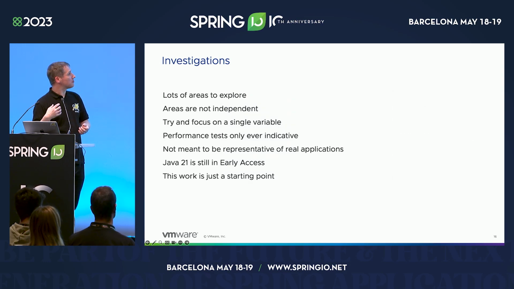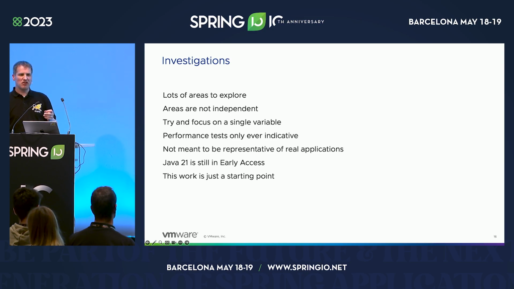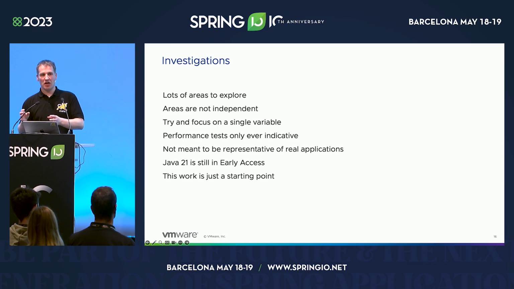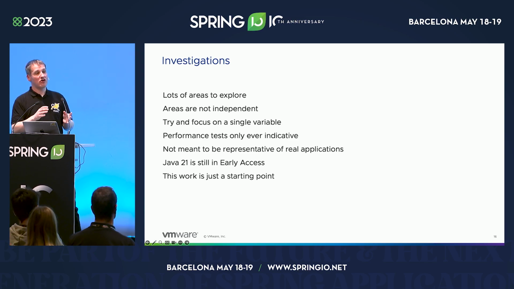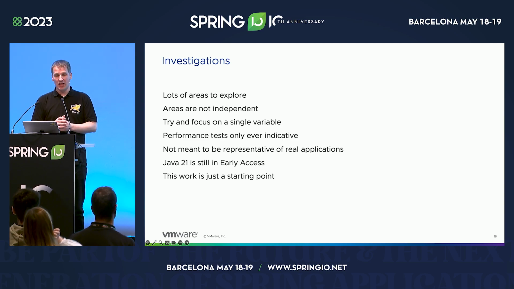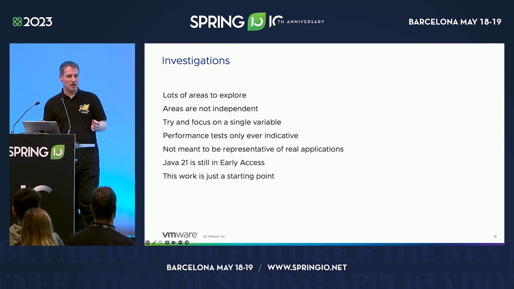So, as I said, lots of things to look at, not really independent. What I'm going to try and do, and I'm not going to be 100% successful, I think I'm going to be successful enough, is to focus on a single variable. What's the impact of using Loom on one particular thing? Now, keep in mind that performance tests are only ever going to be indicative.